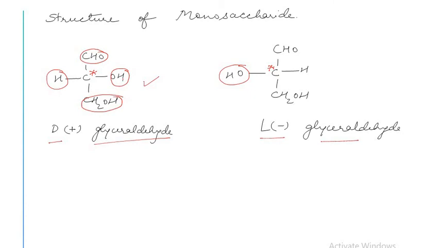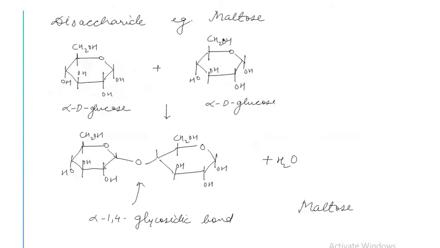If the OH group that is attached to this chiral carbon is present on the right side, then this form is called D, or indicated by plus, D-glyceraldehyde. And when this chiral carbon is attached to the OH group that is present on the left side, then it is called L, minus, glyceraldehyde.